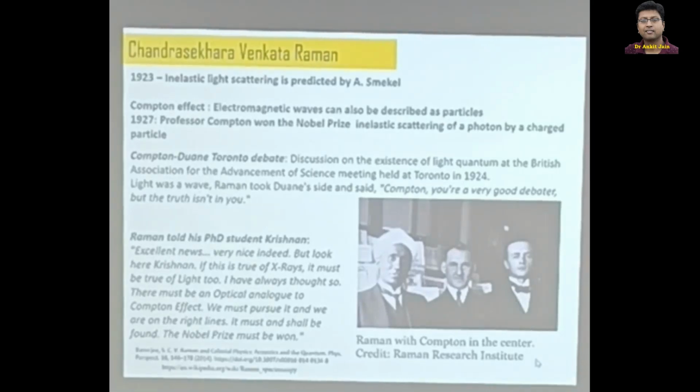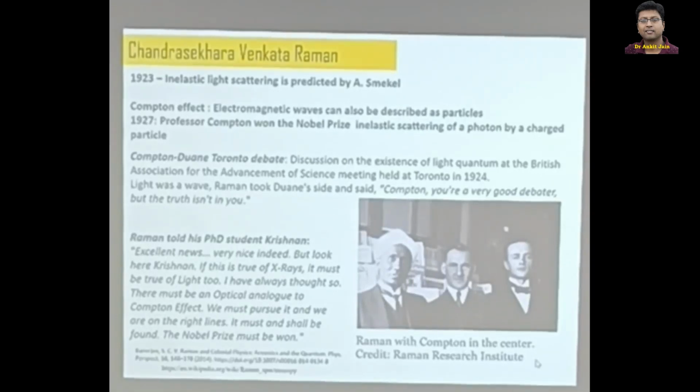So that was the triggering point when Raman called his PhD student Krishnan and said, "This is a very good point, Krishnan. If this is applicable for X-rays, then it should be applicable for light as well. So we should find an optical analog for the Compton effect. And if you find it, we'll surely win a Nobel Prize." So that was the discussion that happened between Krishnan and Raman.